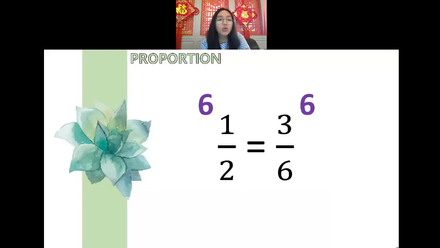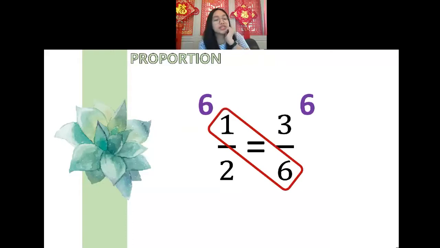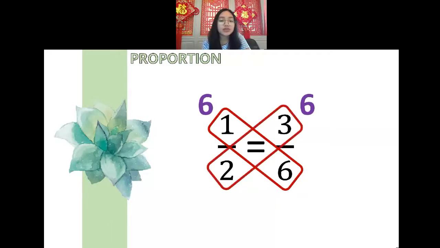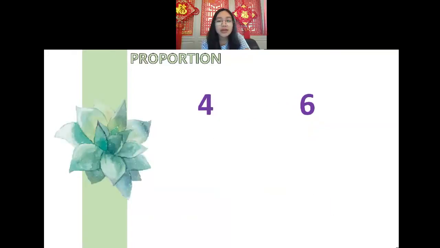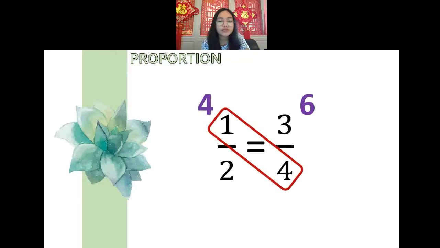Okay, so we have 1 times 6. For fraction, you're going to cross multiply. So 1 times 6 is equal to 6 and 3 times 2 is equal to 6. So that means that is proportion. Now, how about this one? Okay, actually, these examples are the one that I use for colon. So 1 times 4 is 4 and 2 times 3 is 6.